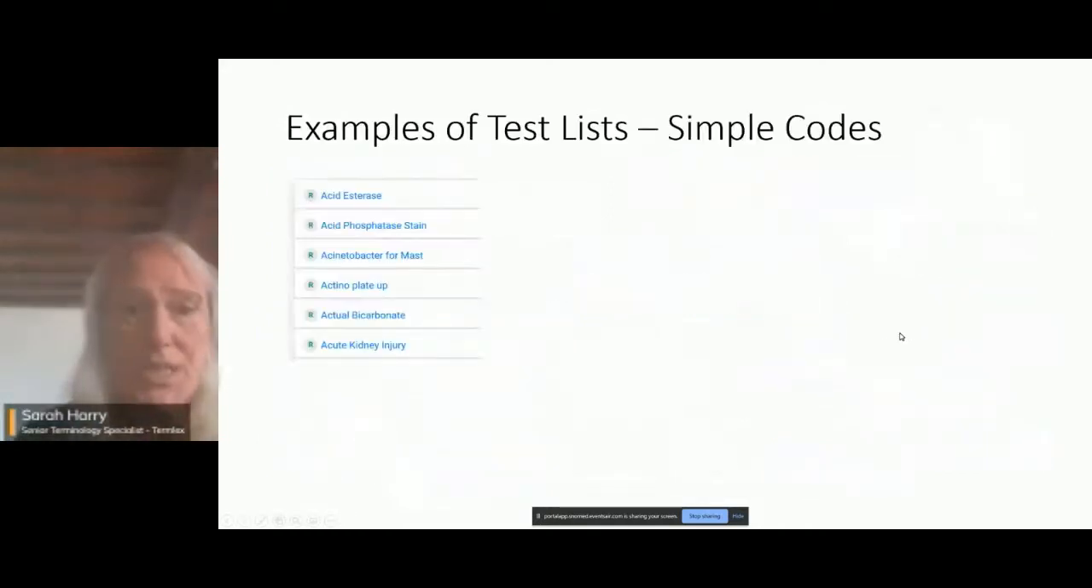Some examples of some of the mappings we've come across and could do and can work on. So we've got a relatively simple list here. We can do some of this fairly quickly. We can match things up with some SNOMED codes: acid esterase, actual bicarbonate, acute kidney injury score. Some of these things might need a little bit of discussion, but they're basically mappable.